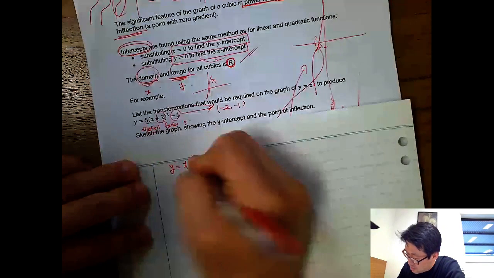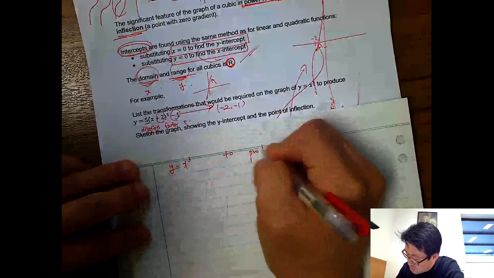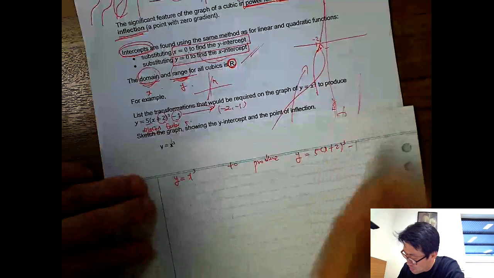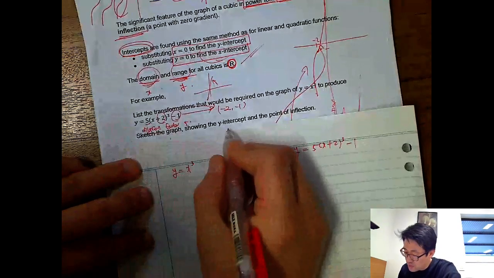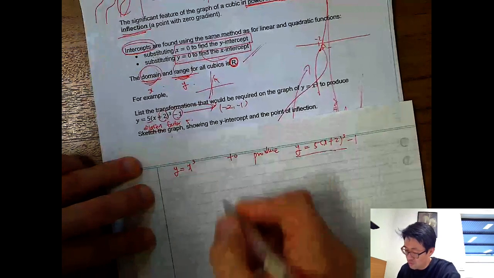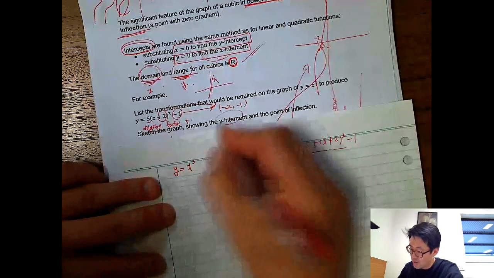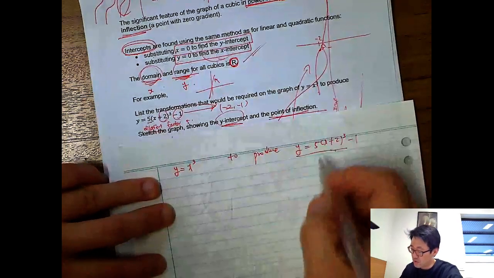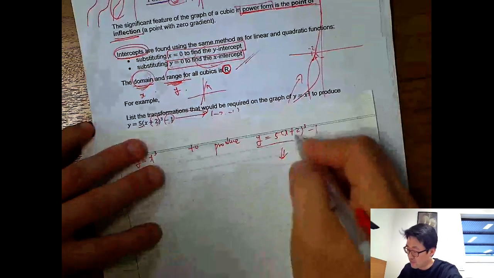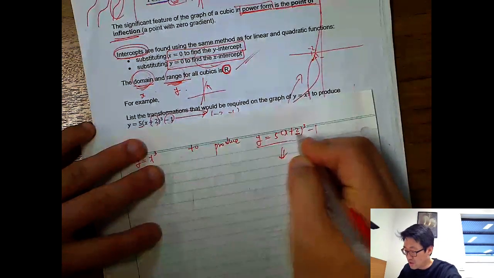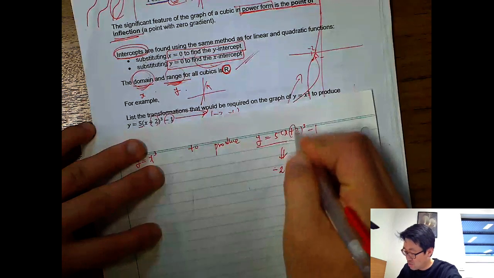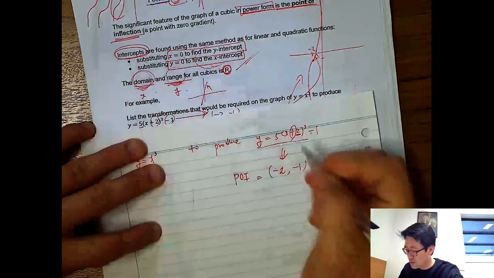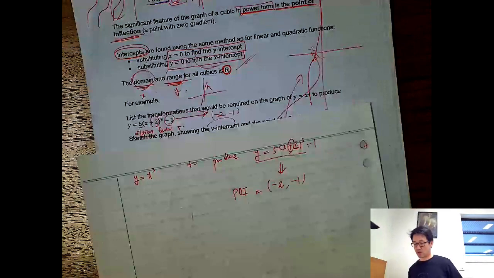Okay, for example, I'll just draw here. We had x cubed to produce y equals 5(x plus 2) cubed minus 1. Sketch the graph, showing the y-intercept and point of inflection. So all we need to do is the y-intercept and point of inflection. From that, I know straight away the point of inflection: x changes by 2, so it's minus 2, and minus 1. The point of inflection is (-2, -1).